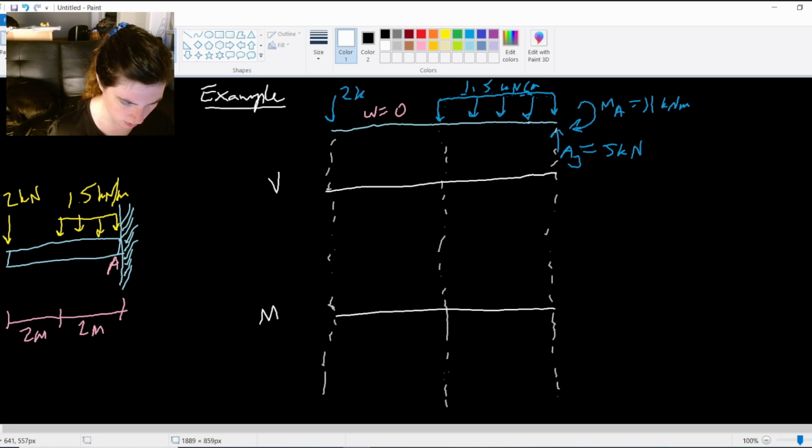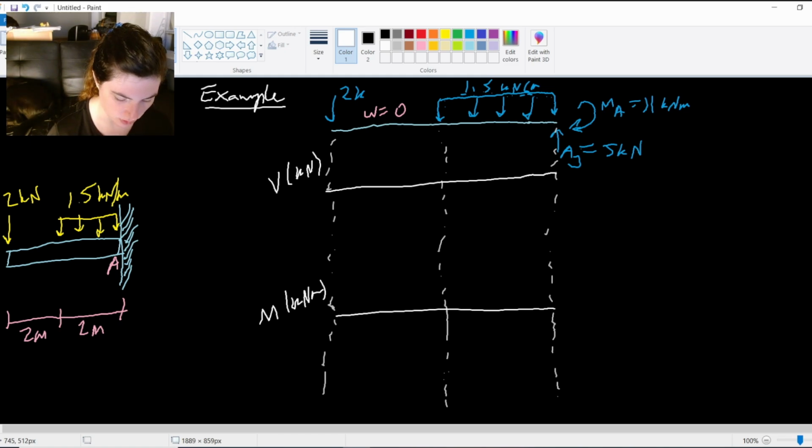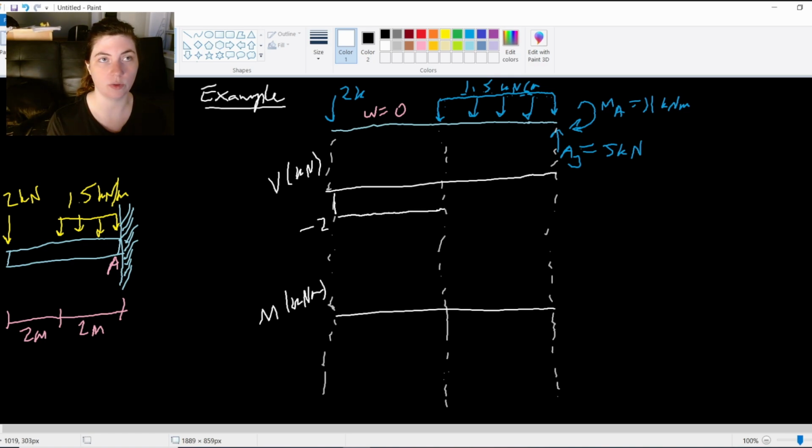moment diagram we'll put down here. This is in kilonewtons and kilonewton meters. So I've got my shear. One, it's an applied concentrated force and it's going downwards, so I know it's going to push that graph downwards by 2. Right? Immediately, -2. The loading is constant, the loading is 0, so it's going to keep its straight line across. Right? We went from a 0, we integrated, we got a constant. That constant is -2.